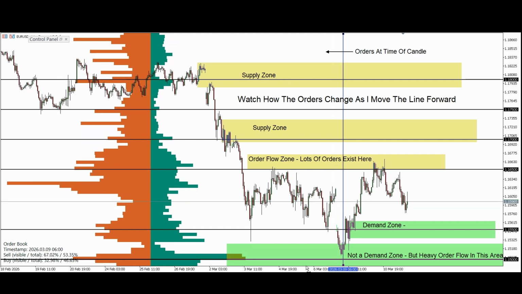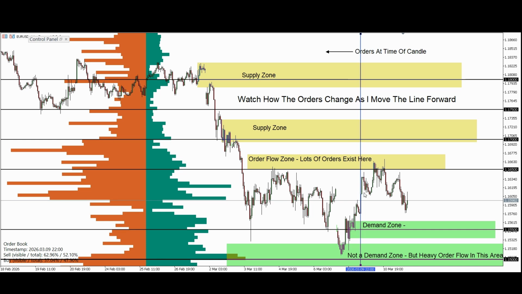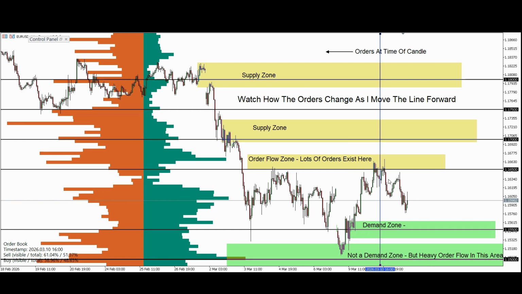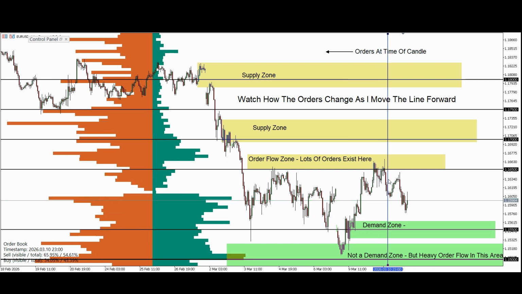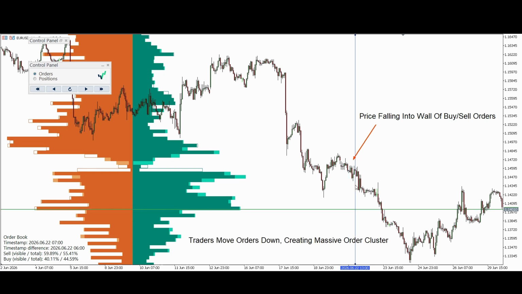the market. So a zone that once had a strong cluster can lose that liquidity over time, and a level that previously had nothing can suddenly become significant as orders begin to stack there. This is why timing matters. It's not enough to identify a zone that had liquidity in the past. You need to know if that liquidity is still there now. And when you scroll the order book forward like this, you can literally watch that process happen in real time.